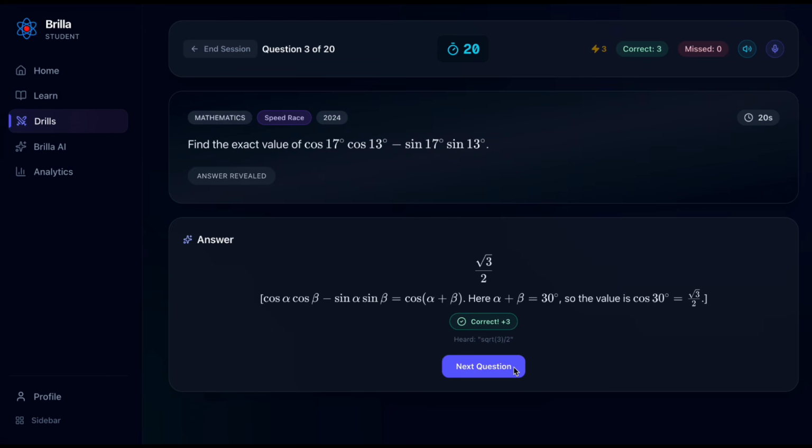And the next one, I'm going to show you the manual mode. The manual mode is basically cheating, but sometimes you can't type or you can't say the answer. So you can just manually grade yourself.